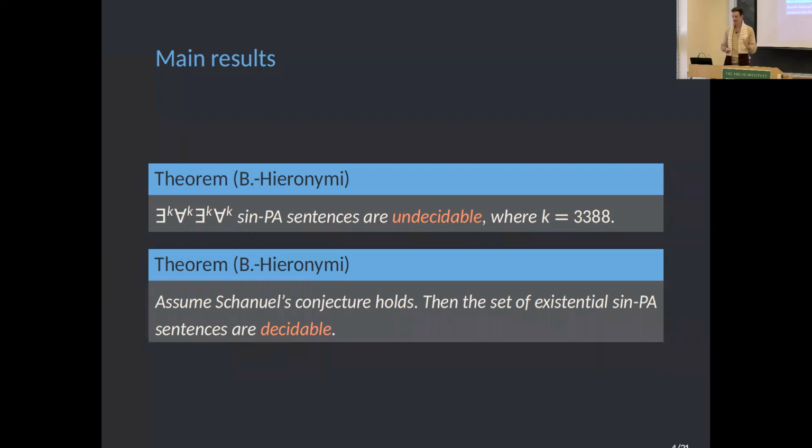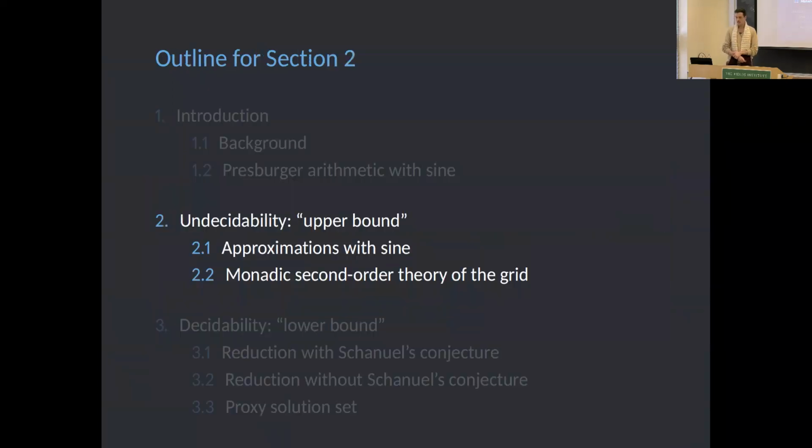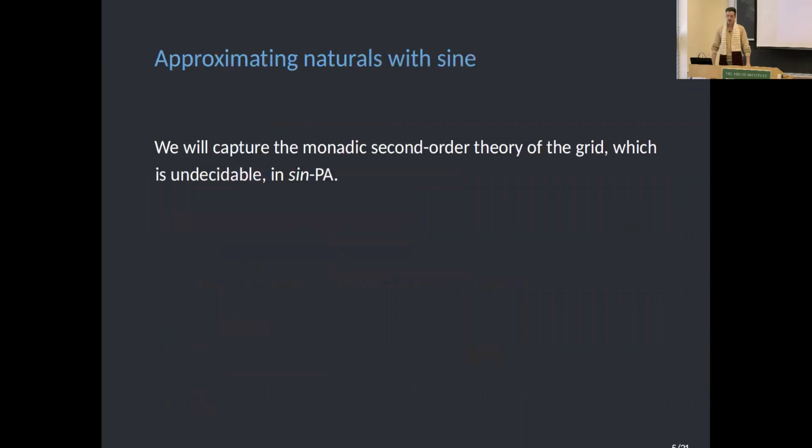The 3,388 itself doesn't so much matter, but we do have an explicit finite bound on that. And then on the other side, we have the decidability result, which we can think of as a lower bound to this decidability, undecidability threshold. And that is that the existential sine PA theory is decidable, though this is conditional on Schanuel's conjecture. In fact, Schanuel's conjecture for the complex numbers, which again, I'll talk about what that entails in the back half. So let's get started on that upper bound result.